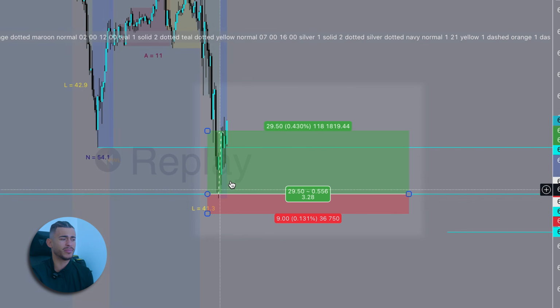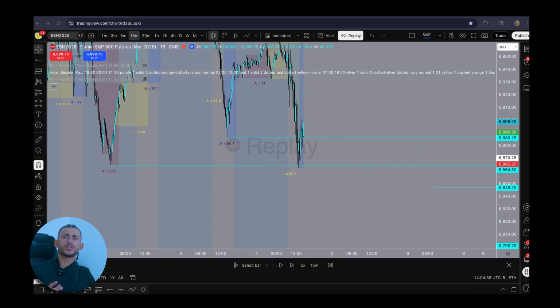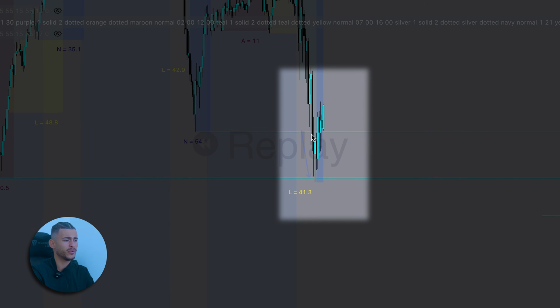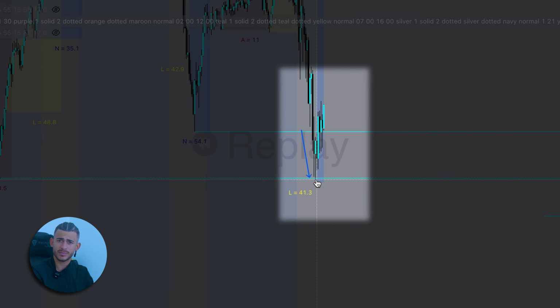Price swept this low and then immediately bounced up. When price hits one of these levels, you are looking for a strong rejection candle, meaning a candle with a long wick and a close back in the opposite direction. For example, right here, we had a long wick, we went under this, but we didn't close under it, and then we closed back above here, showing us that buyers are pushing price up.